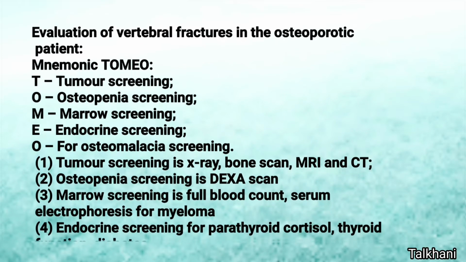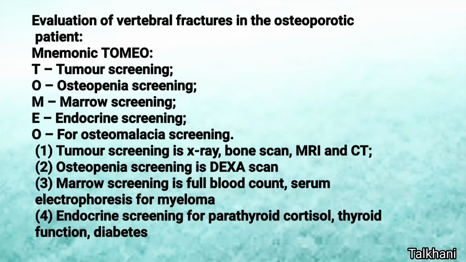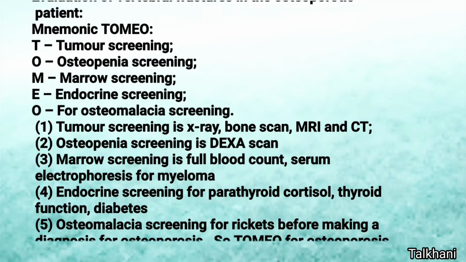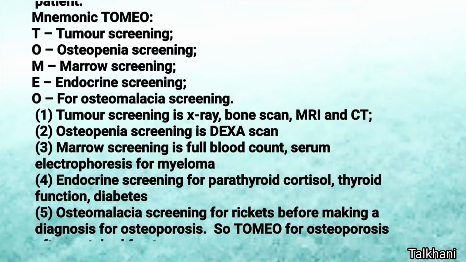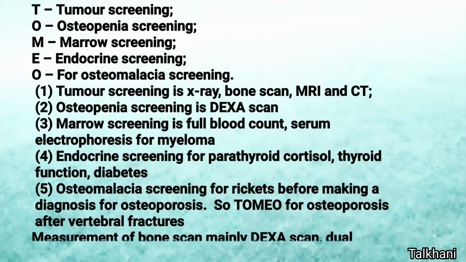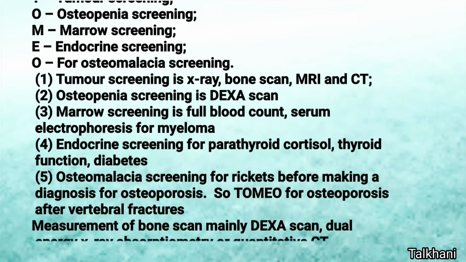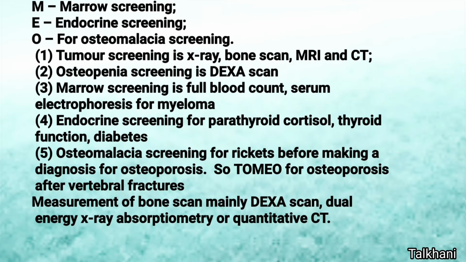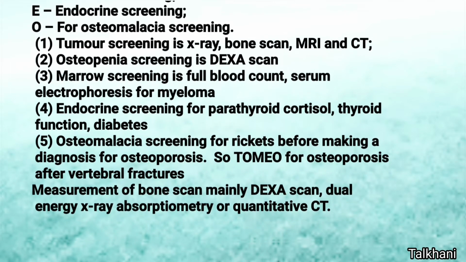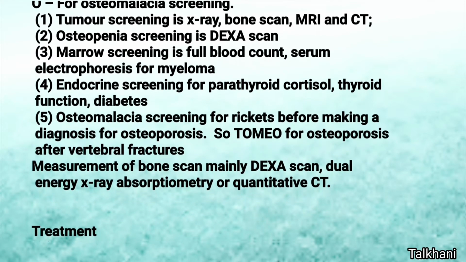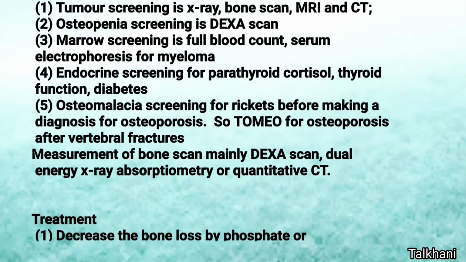Treatment of osteoporosis. Number 1. Decrease bone loss by phosphate or diphosphonate. Number 2. Halt the bone loss by calcium, vitamin D, calcitonin, estrogen, and mild exercises. Number 3. Increase the bone mass by using fluoride with calcium, fluoride with vitamin D, fluoride with estrogen, fluoride with calcitonin, and extensive exercises.